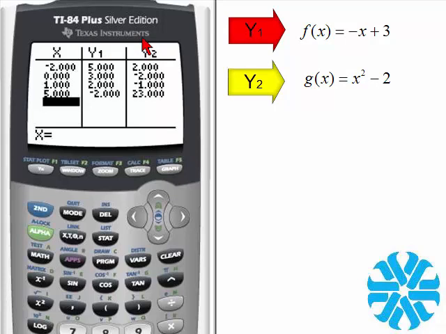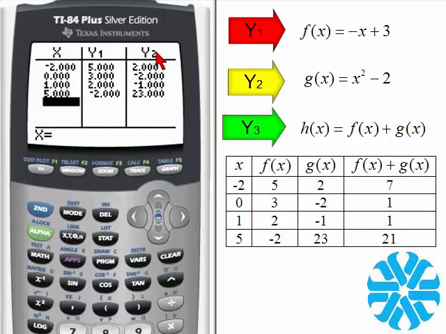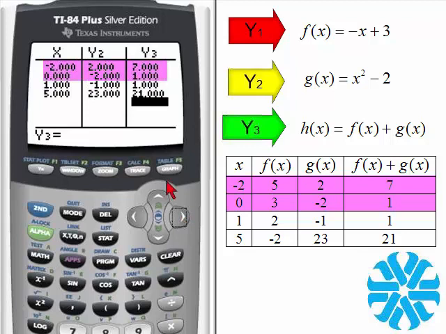Now you're probably wondering where the y3 is. Remember, y3 represented the sum of these two. Okay? So let's just take a look at the first one. If you wanted the sum of y1 and y2 evaluated at -2, then that's going to be 5 plus 2, which is 7. So if I move over on the cursor, now it's showing y3. So remember I said 5 plus 2 was 7, and there it is. And then it's taking the other y1 and y2 and adding it together, and you get 1, and then you get 1 again, and then you get 21.